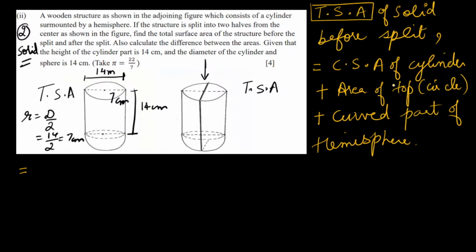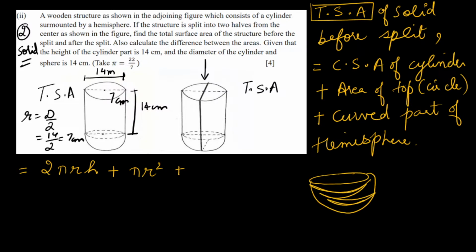Curved surface area of cylinder, I hope you remember, it is 2 into pi into r into h plus area of top. This top area is area of circle. This is pi r square. Area of circle is pi r square. And curved part of the hemisphere. See, curved part of the hemisphere means only this part.